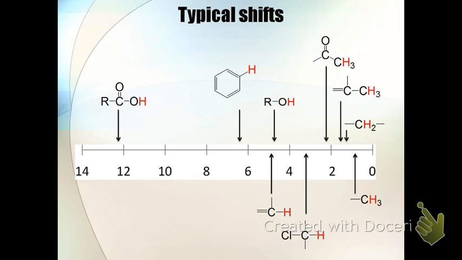So here are some typical shifts. I'm not going to spend a lot of time on this, but you can see, for example, when I was talking about alcohols, the H on an alcohol is typically found around 4 to 5. And so that's pretty close to an alkene.